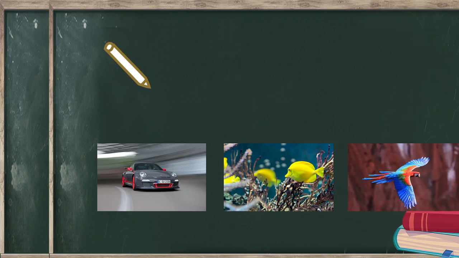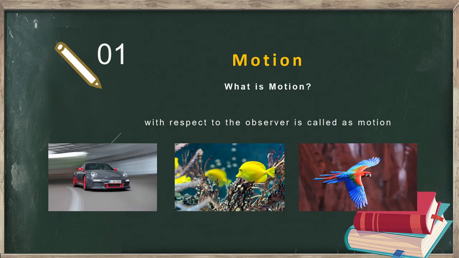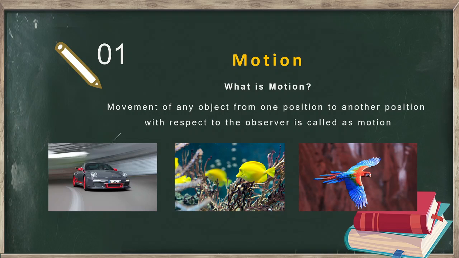So, what is motion? The movement of any object from one position to another position with respect to the observer is called motion. There is a difference in the way we use the word motion in day-to-day life and the way we use it in science, right? So, make that point clear. Let us understand a few examples of motion.